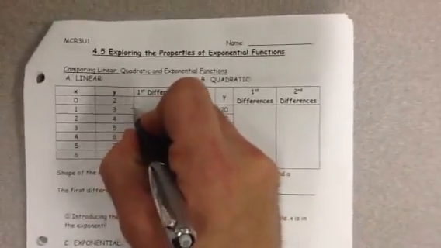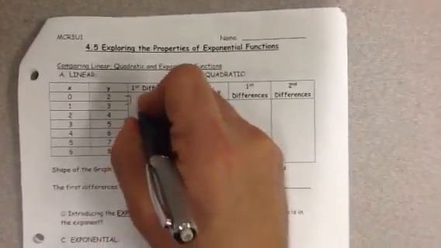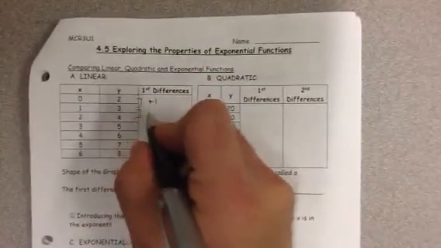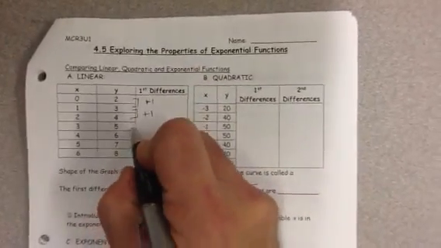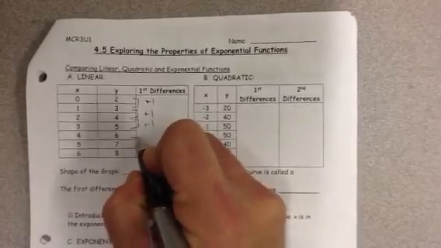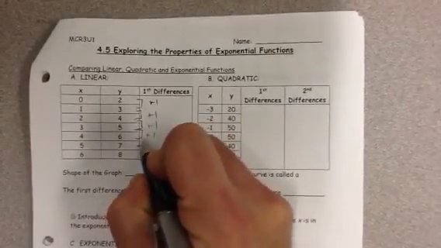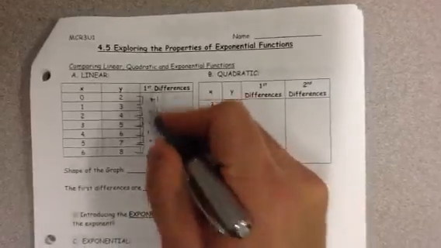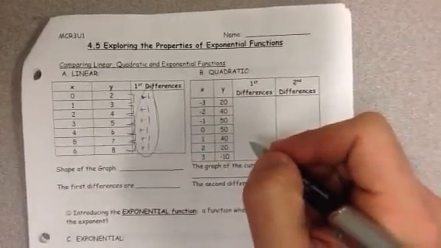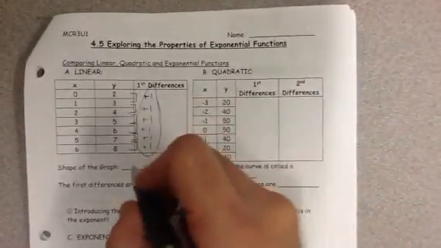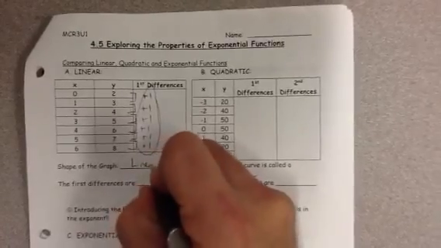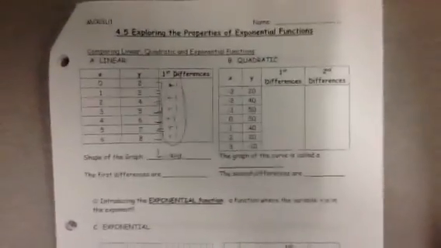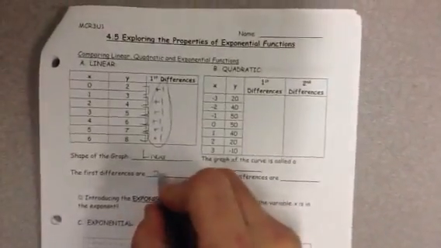Taking the first differences, 3 minus 2 gives you positive 1. Also, 4 minus 3 gives you positive 1. 5 minus 4, positive 1. 6 minus 5, positive 1. 7 minus 6, positive 1. And 8 minus 7 is positive 1. As you can see, all of those are the same. When the first differences are the same, this is linear. It's a linear function. Okay? And it says that the first differences are the same.